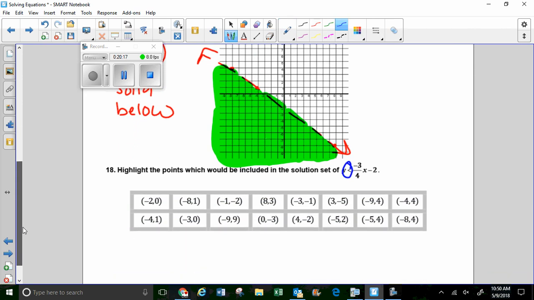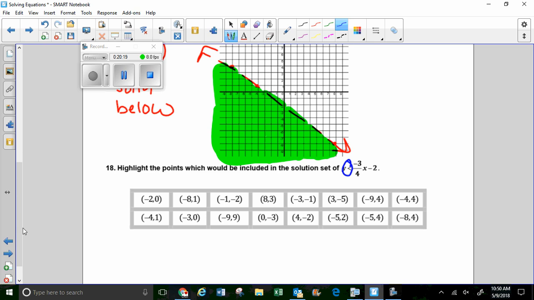So now that we've fixed that, to look at 18, let's go ahead and plot those points and see if they end up in the shaded region. So -2, 0. That ends up right on my dashed line. So is it included? No. Think about it in sports. The line is out of bounds. Let's go to -8, 1. That is in the shaded region.